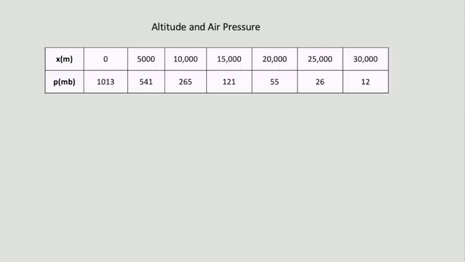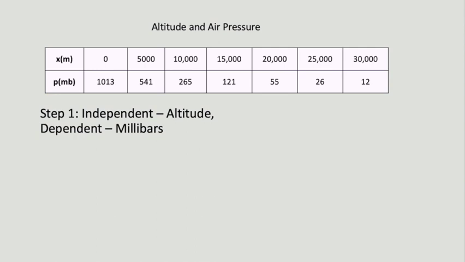So the first step is to determine what the independent and dependent variables are. Since the air pressure depends on the altitude, we are going to say in step 1 that the independent variable is the altitude and the dependent variable is the pressure in millibars, because the pressure is changing based on the altitude.